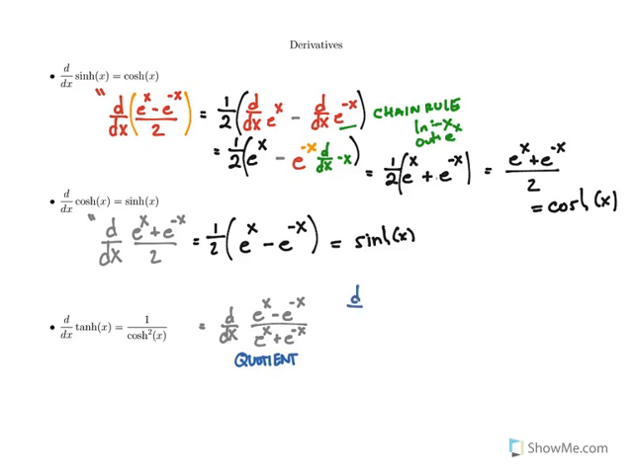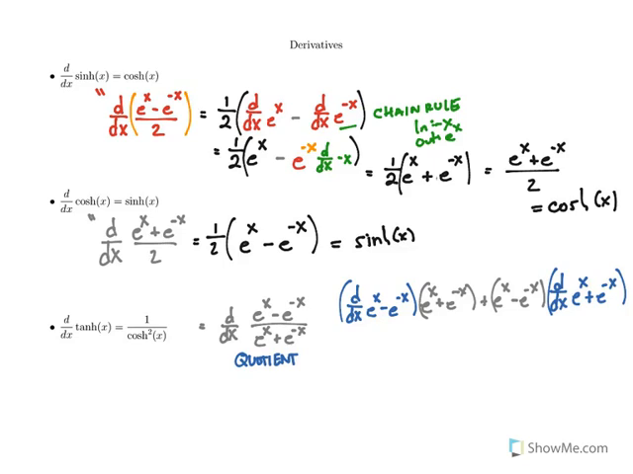So that's going to be the derivative of the top times the bottom plus the top times the derivative of the bottom over the bottom squared. Let's see how this comes about.